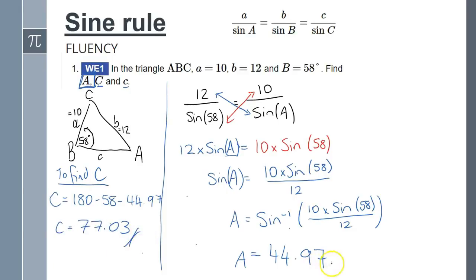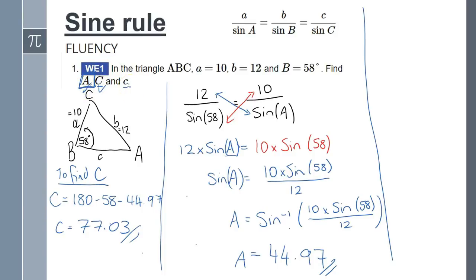Okay, and that's my third angle done without too much effort on anyone's behalf. So just remember that all your triangles, all the angles are going to add up to 180. Okay. So the next part is we have to find that side C.